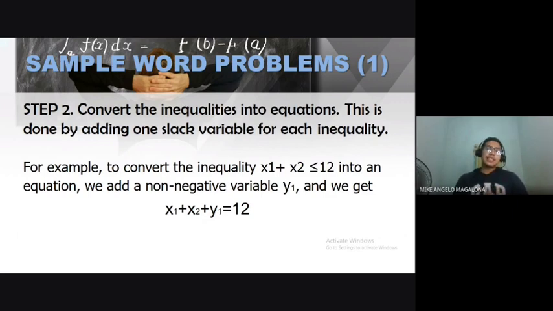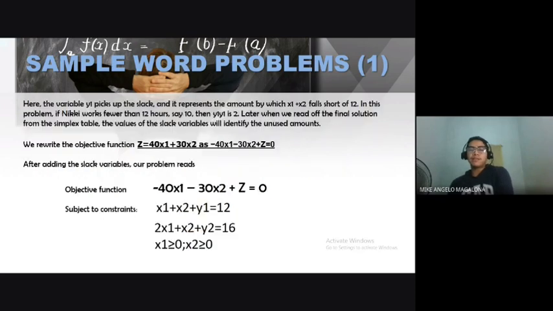Convert the inequalities into equations. This is done by adding one slack variable for each inequality. For example, to convert the inequality x sub 1 plus x sub 2, which is less than or equal to 12, into an equation, we add a non-negative variable y sub 1, and we get x sub 1 plus x sub 2 plus y sub 1, which is equal to 12.